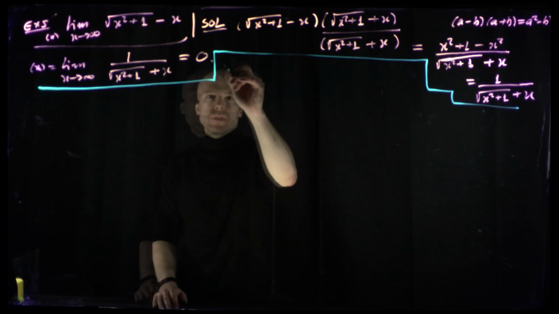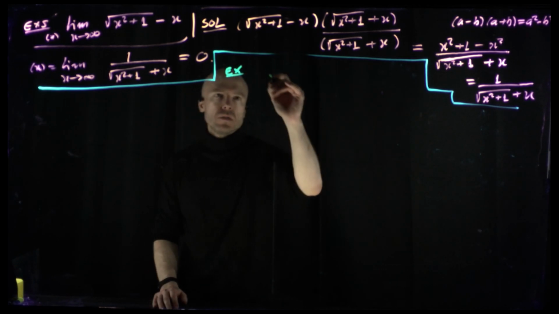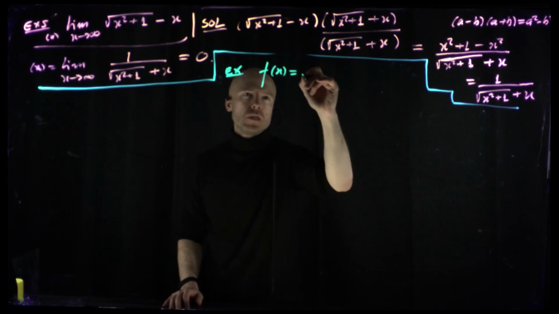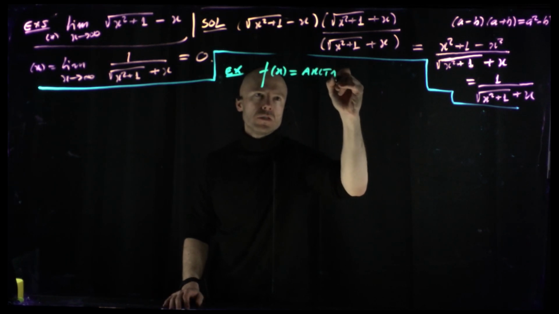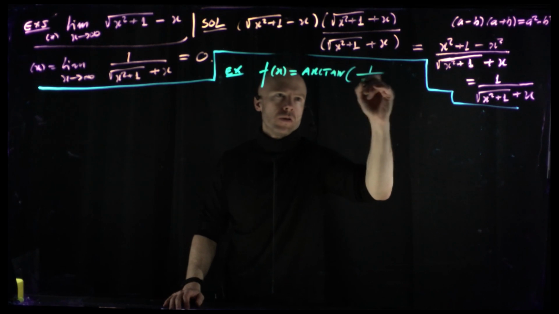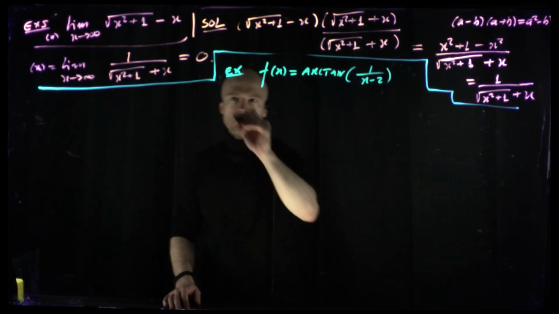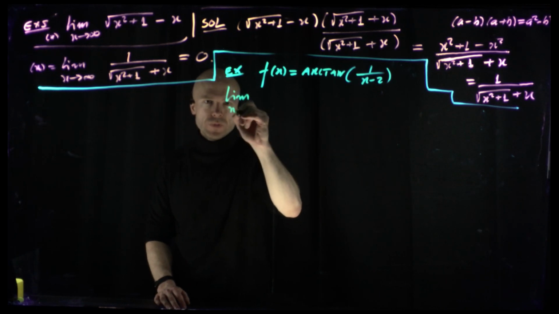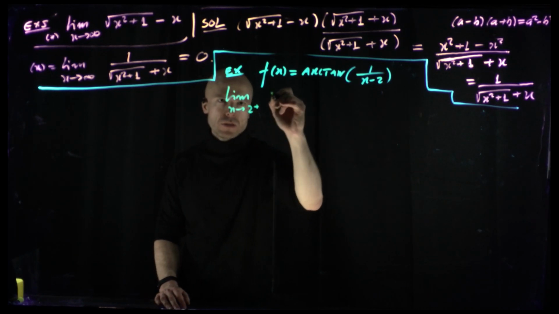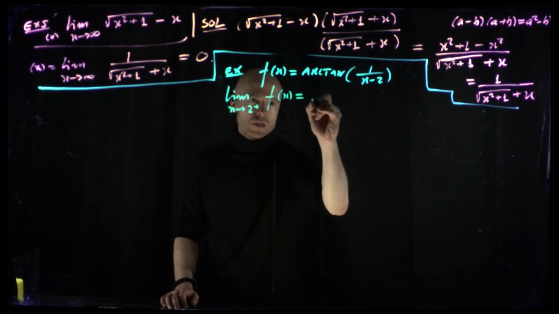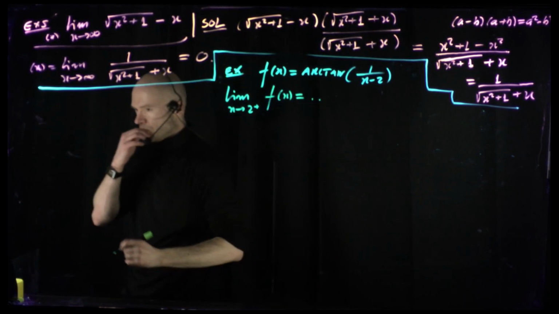So, okay, example. Let's consider this function. f of x is equal to arctangent of 1 over x minus 2. Okay? And our question is the following. Does the limit as x goes to 2 plus of f of x exist? And if so, what is it? Okay, solution.